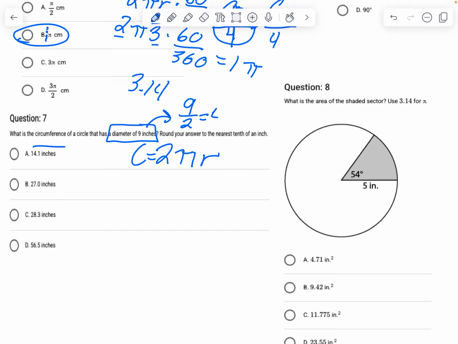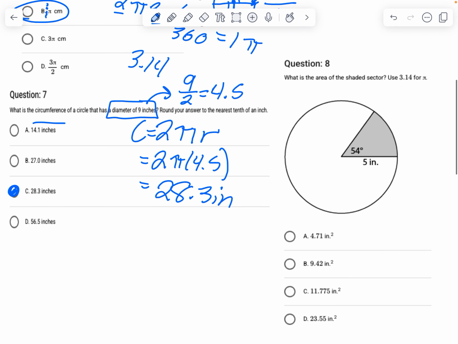Put that in our calculator. We should get 4.5. So let's say 2 times pi times 4.5. We put this into our calculator. What is our answer? C, 28.3 inches. Perfect. So let's go to number 8 now.